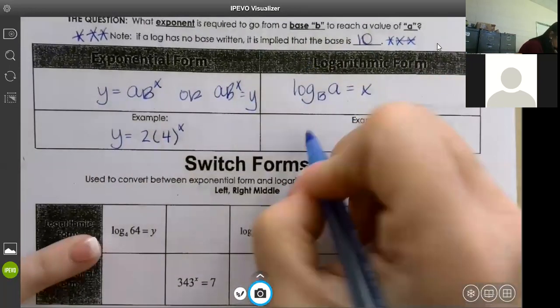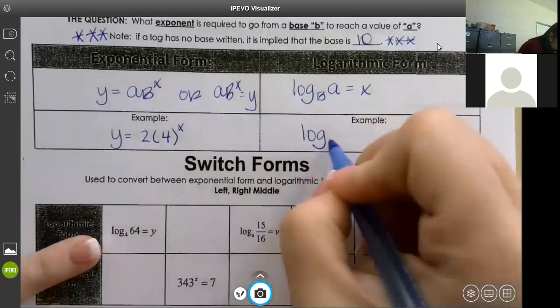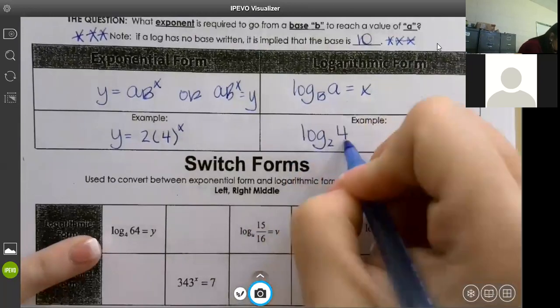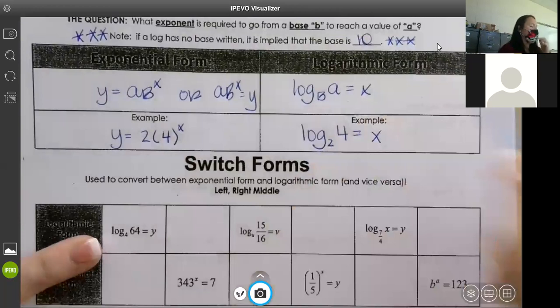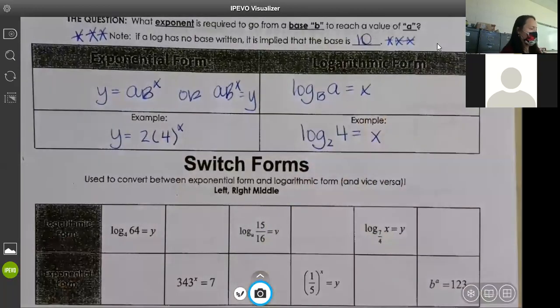So an example would look like this: log base 2 of 4 equals x. And now, if you did anything with logs in math 2, it was just literally typing it into a calculator. So evaluating logs, log 4, log 5, whatever. And those are all base 10. So the difference in what we're doing now is we're changing the base. Okay.